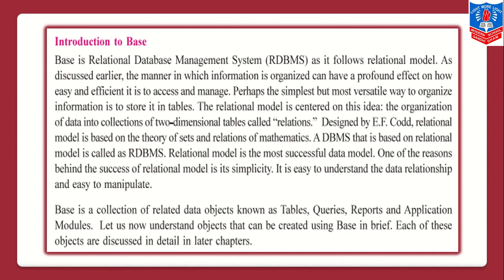As discussed earlier, the manner in which information is organized has a profound effect on how easy and efficient it is to access and manage the database. Perhaps the simplest but most versatile way to organize information is to store it in tables. Yes, the main entity or the core part of the database is called what? Table. Children, a table is not that on which you keep your study books or your dinner. A table is what? A table which consists of different rows and columns. Those rows and columns, that is the table to keep the record.